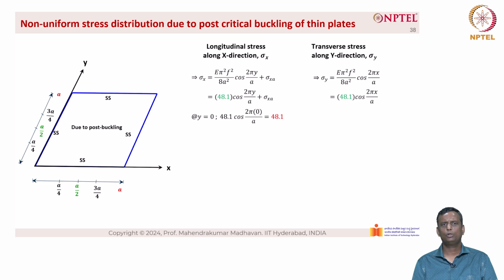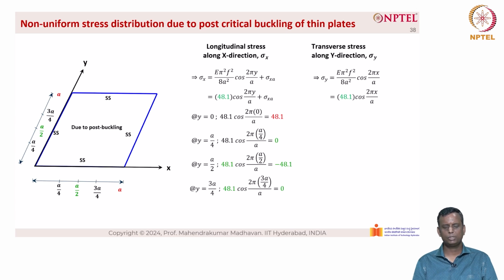So at y equal to 0, what happens? At y equal to 0, 48.1 into cos of 2 pi 0 by a, cos 0 is 1, so we get the value of 48.1. Now at y equal to a by 4, we have 48.1 into cos of 2 pi into a by 4 by a, which becomes cos pi by 2, cos pi by 2 equal to 0, so the entire term becomes 0. Now let's look at y equal to a by 2. So we have 48.1 into cos of 2 pi into a by 2 by a. We have cos pi, which is minus 1. So we have minus 48.1.